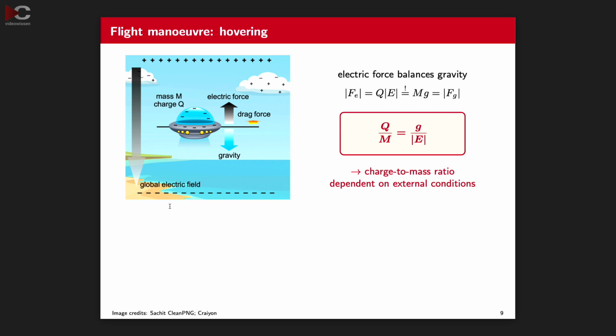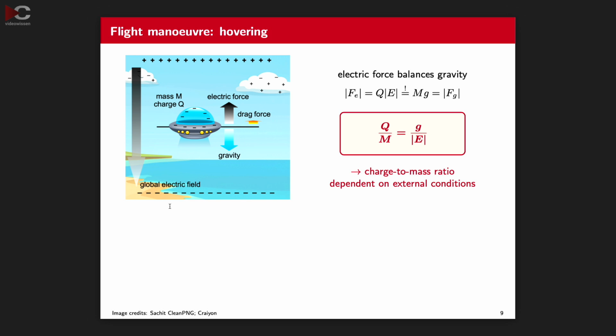And this force is supposed to balance the gravitational force which pulls the UFO downwards. This is because the UFO has a certain mass, capital M, and it is pulled downward by the gravitational acceleration of Earth, which is denoted by small g, and which has a value of 9.81 meters per second squared.